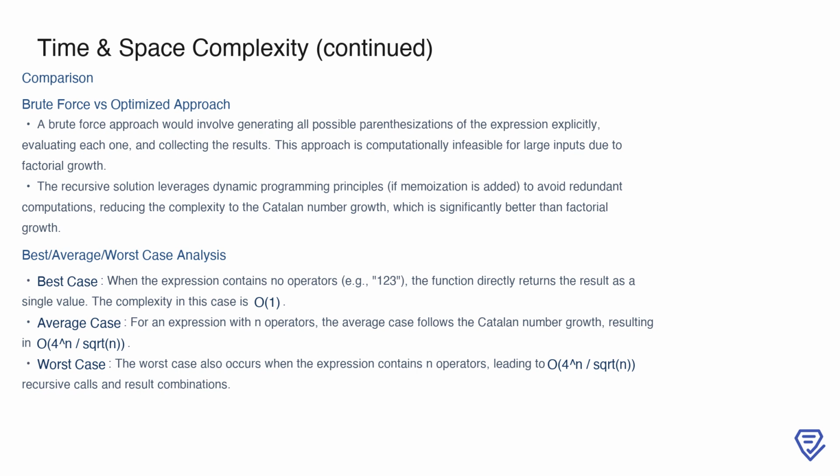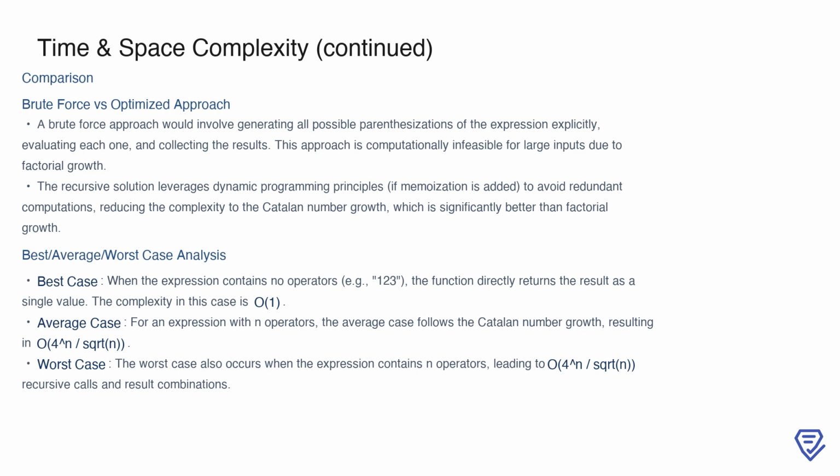When comparing this approach to a brute force method, the difference in efficiency becomes apparent. A brute force approach would involve generating every possible parenthesization of the expression explicitly, evaluating each one, and collecting the results. This results in factorial growth, which is computationally infeasible for large inputs. On the other hand, the recursive solution leverages dynamic programming principles, particularly if memoization is added, to avoid redundant computations. This optimization reduces the complexity to the Catalan number growth, which is significantly more efficient than factorial time.